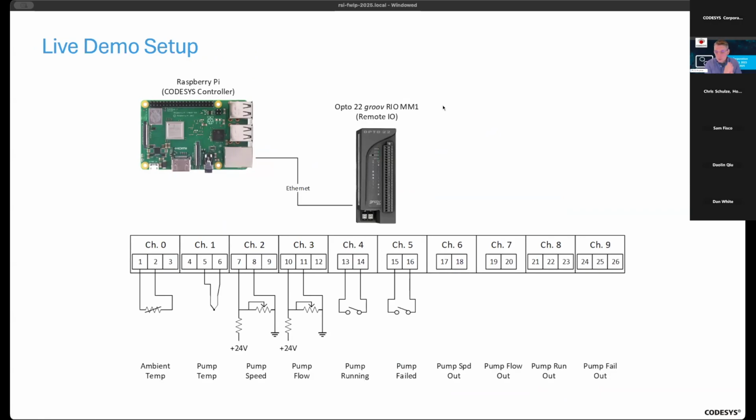My CODESYS controller is a Raspberry Pi. To that, I have an Opto22 Rio MM1. That is my I/O module, if you will. The Rio, which I'm sure Dan is going to talk about right after quite a bit, so I won't try not to steal any of his thunder, but this particular model Rio has 10 channels that are software selectable, can be analog input, analog output, digital input, digital output, and there's some restrictions on each of the individual channels, but for the most part, you can software select what each channel does.